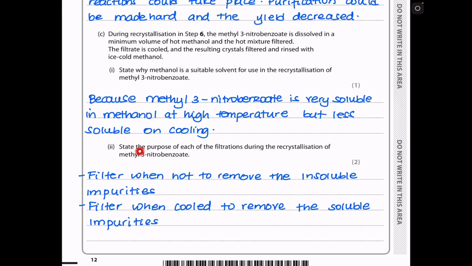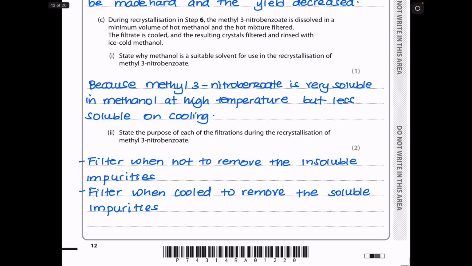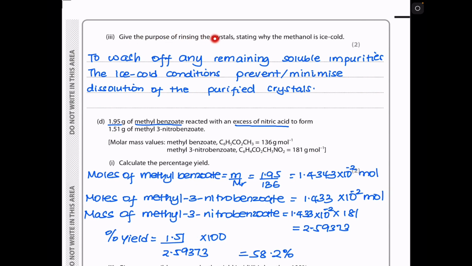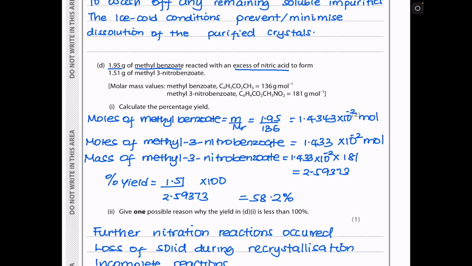And then next they say state the purpose of each of the filtrations during the recrystallization of methyl 3 nitrobenzoate. They carry out filtration when hot to remove the insoluble impurities, and they filter when cold to remove the soluble impurities. Next they say give the purpose of rinsing the crystals, stating why the methanol is ice cold. They use ice cold methanol so that any remaining soluble impurities on the crystals is washed off, and the ice conditions are to ensure that the dissolution of the purified crystals is minimized.